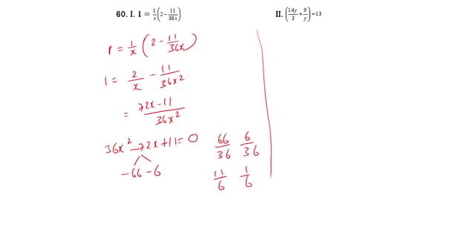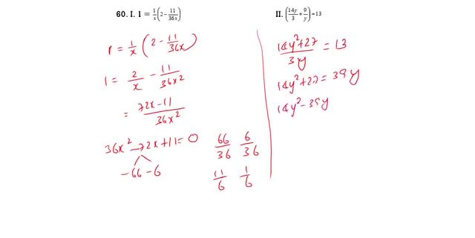Now come to y. 14 by y plus 9 by y. The LCM is 3y. Then it can be taken as 14y square plus 27 is equal to 13. 14y square plus 27 is equal to 39y, or 14y square minus 39y plus 27 is equal to 0.